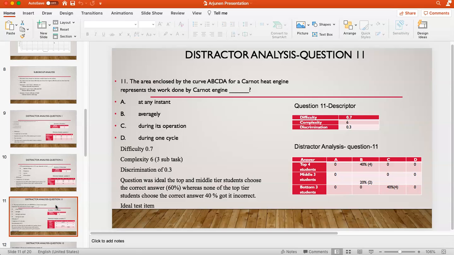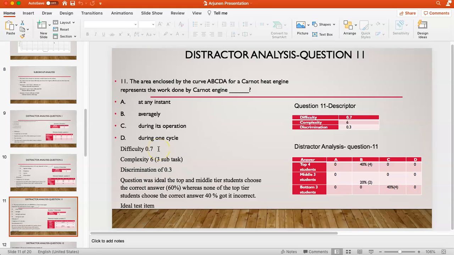Distractor analysis for question 11. In this question, the difficulty was 0.7, complexity was 6, discrimination was 0.3. And what happened here, in this question here, we have the correct answer. The top tier students, 4 students, 40% of the students answered correctly, whereas the middle tier students, 20% answered correctly. However, the bottom tier students, 40% chose the distractor C.